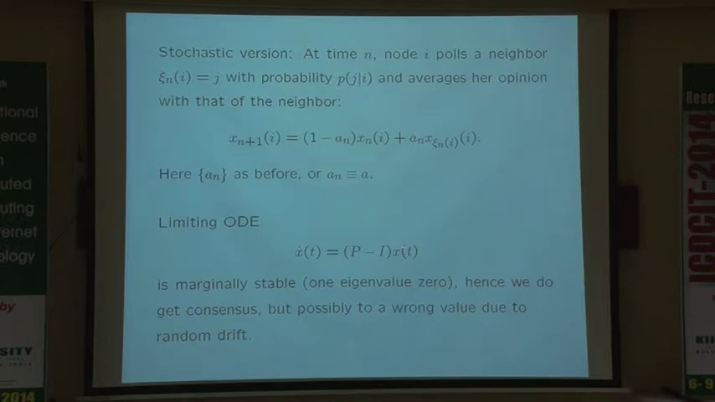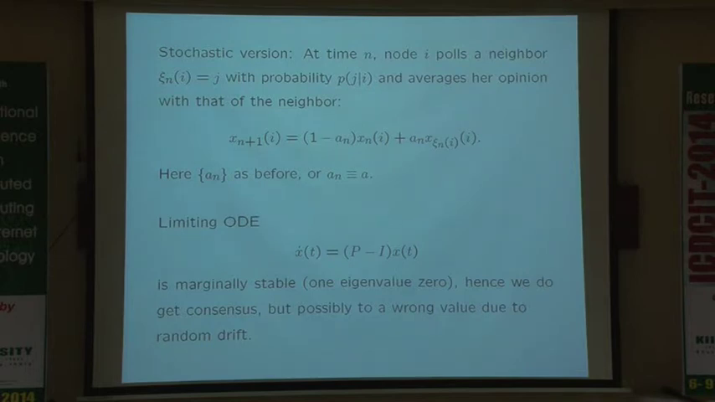So this ODE is nice. It will converge to a vector which will be constant. It's a constant multiple of 1, 1, 1, 1. The problem is that it's marginally stable, in the sense that one eigenvalue is 0.